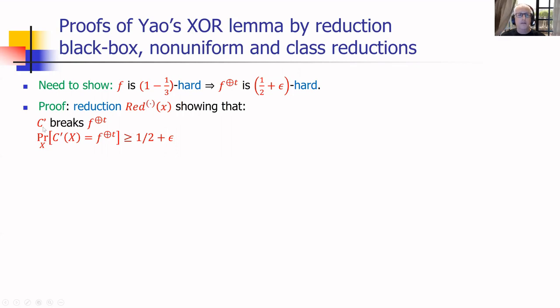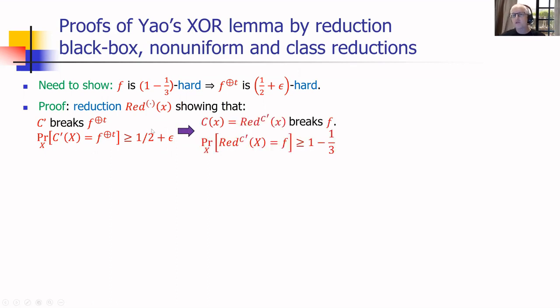For every oracle C prime which breaks the security of f XOR t, namely for every C prime such that the probability that C prime computes f XOR t on a random input is larger than half plus epsilon, the reduction is supposed to implement a circuit C that breaks f. More precisely, if I give the function C prime as oracle to the reduction, this adversary C prime which broke f XOR t, and I consider the function C of x to be the reduction with oracle C prime on x, then I want this computation to break f.